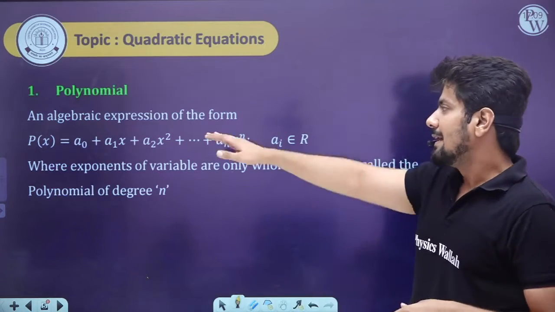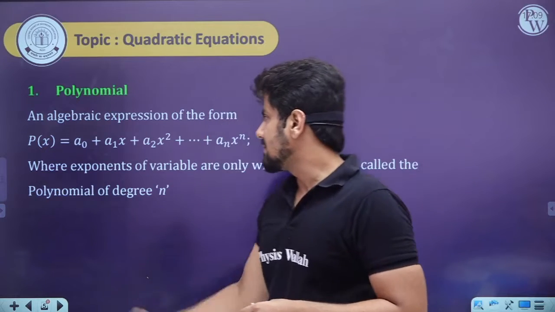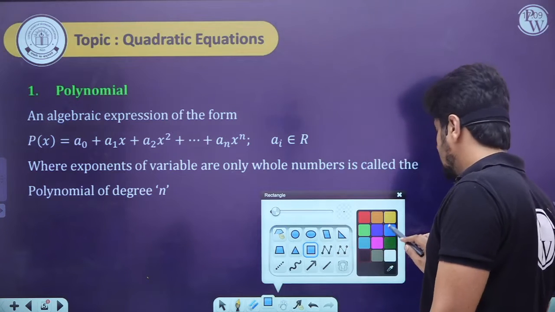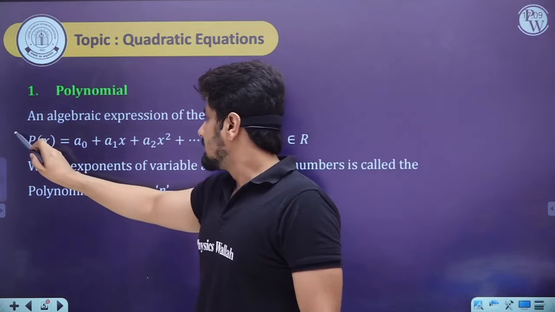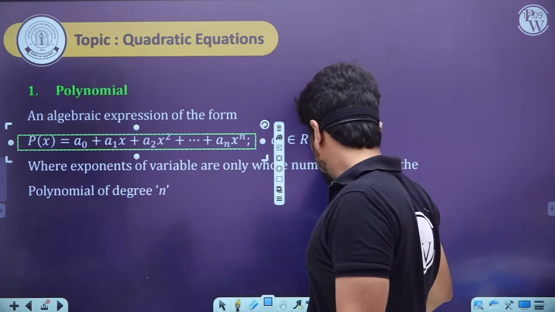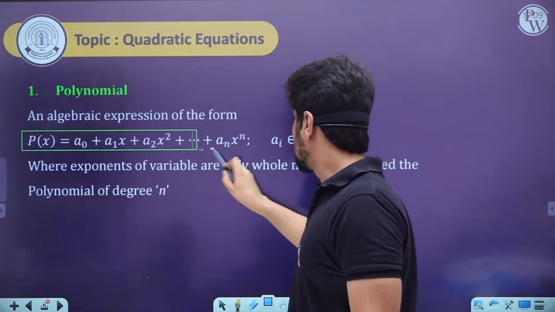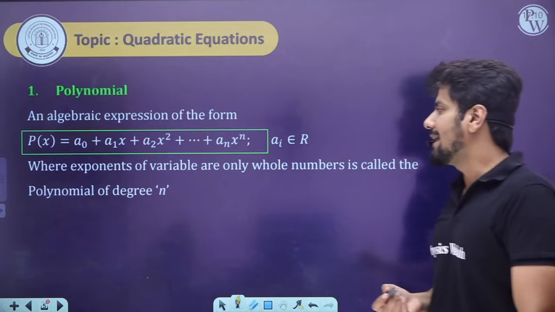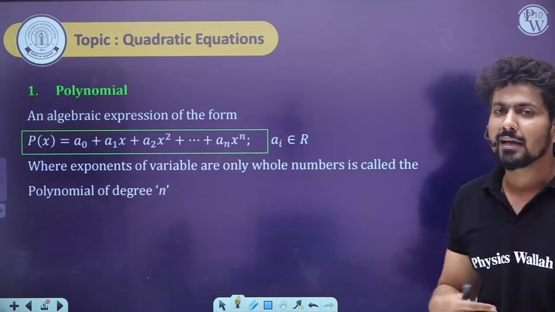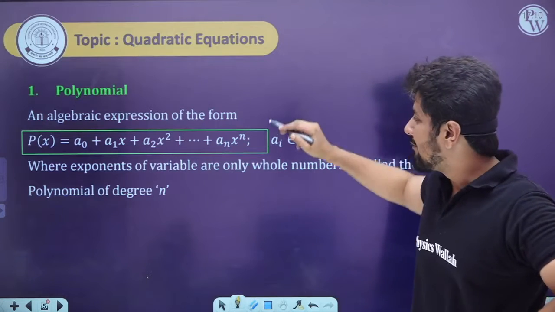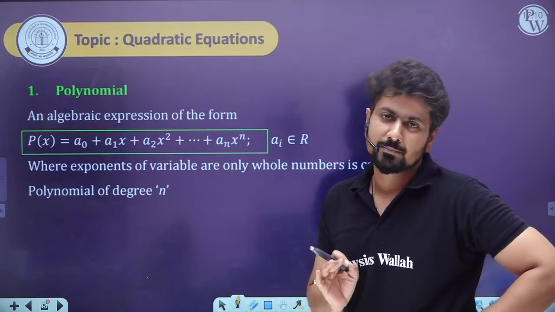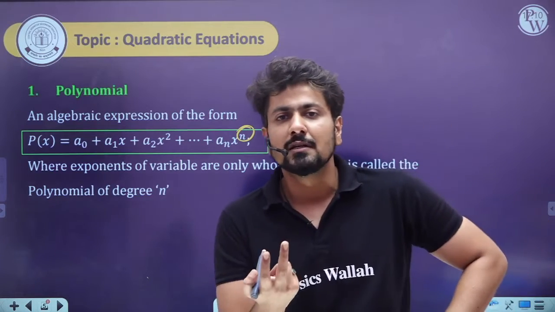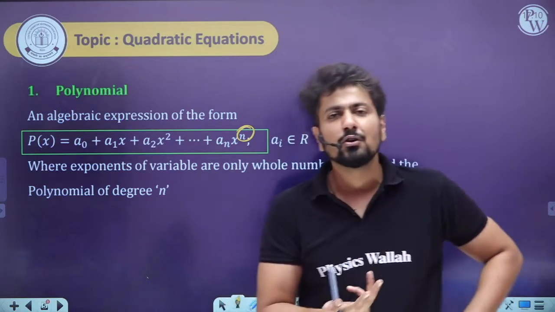A polynomial is an algebraic expression of the form. See, this is the form of a polynomial. This is how a polynomial looks like. P(x) is equal to a0 plus a1x plus a2x square and so on up to an x raised to the power n. The highest power of x is known as the degree of this polynomial. Suppose this highest power n is 2, then this is a quadratic polynomial. If highest power n is 3, then it is cubic polynomial and so on.